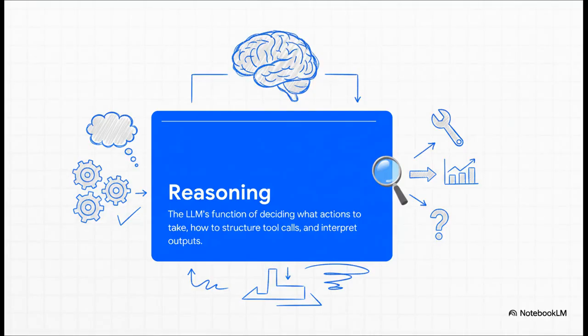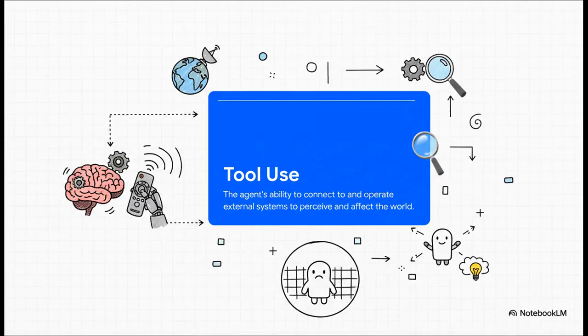First up, and this is the big one, is reasoning. This is the job of the large language model, the LLM. You can think of the LLM as the agent's brain. It's the central command center that's making all the decisions, what action to take next, which tool is right for that action, and then how to make sense of whatever comes back. And if the LLM is the brain, then tool use is how the agent gets its hands dirty.